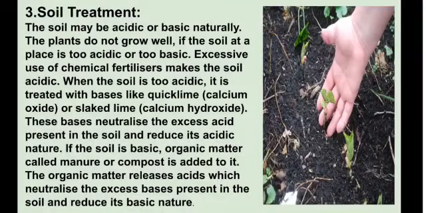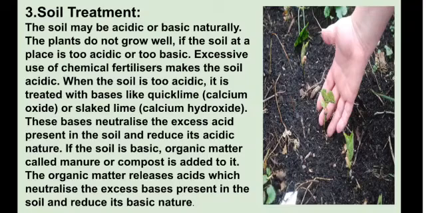Now we'll talk about soil treatment. The soil may be acidic or basic naturally. The plants do not grow well if the soil at a place is too acidic or too basic. Excessive use of chemical fertilizer makes the soil acidic. When the soil is too acidic, it is treated with bases like quicklime or slaked lime. These bases neutralize the excess acid present in the soil and reduce its acidic nature.